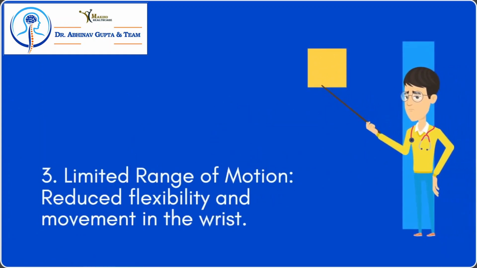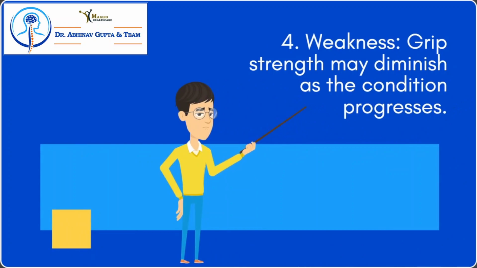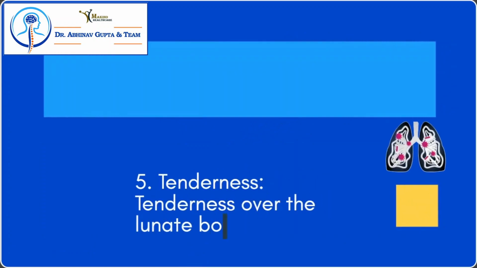3. Limited range of motion, reduced flexibility and movement in the wrist. 4. Weakness, grip strength may diminish as the condition progresses. 5. Tenderness, tenderness over the lunate bone.